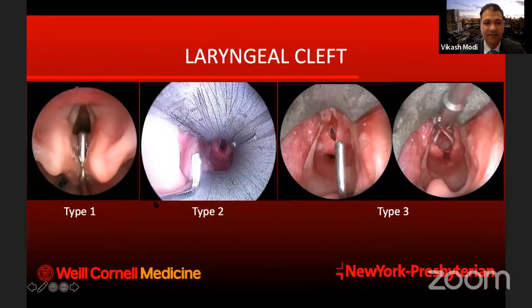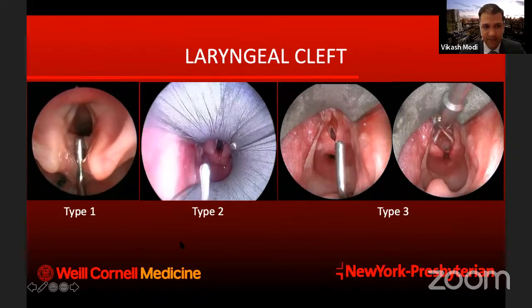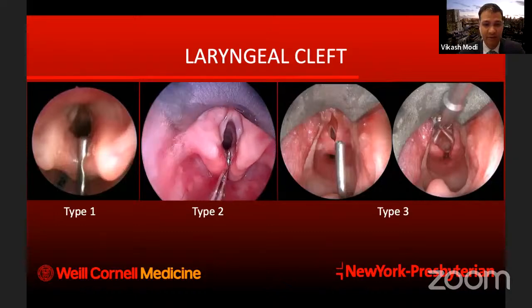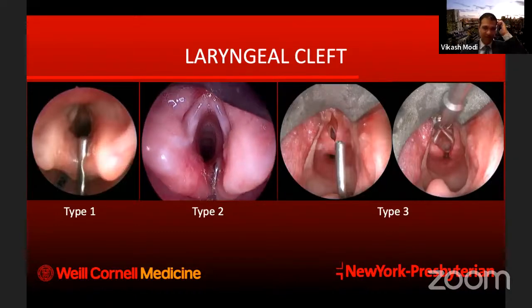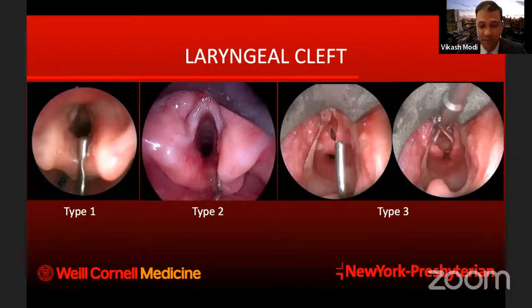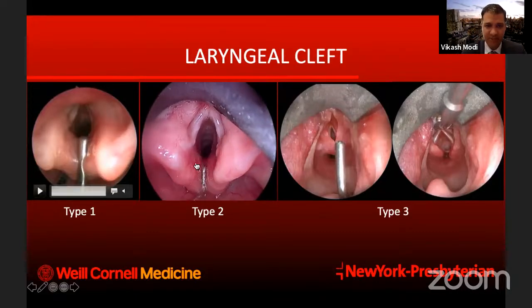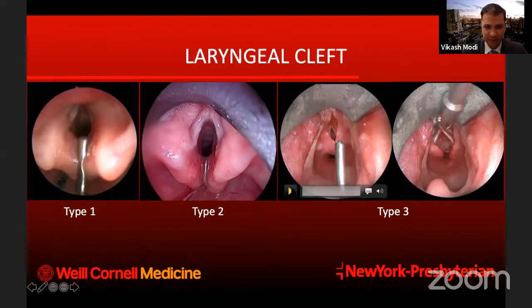This is an example of a type 2 laryngeal cleft. Remember, type 2 goes partially through the cricoid, so it goes past the level of the vocal cords. And here's a kid that goes past the level of the vocal cords, and these kids will aspirate almost all consistencies. Recurrent aspiration pneumonias, really have a lot of respiratory distress.